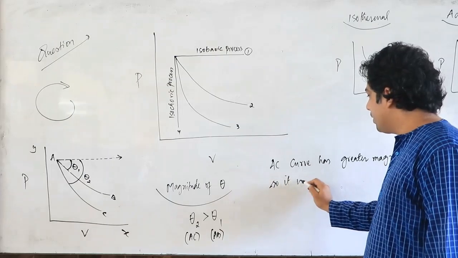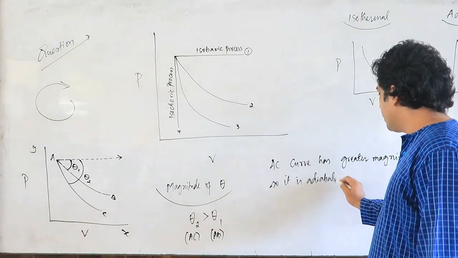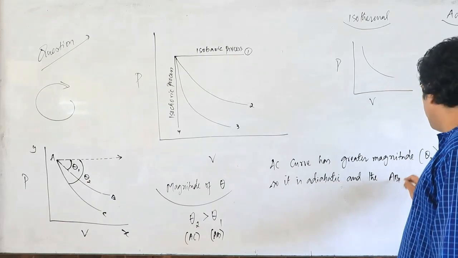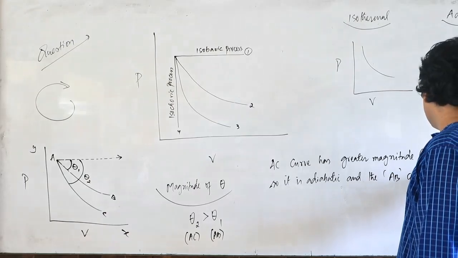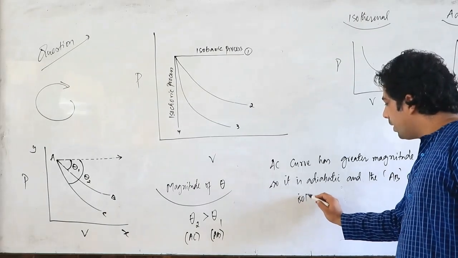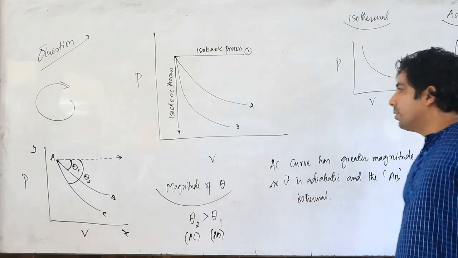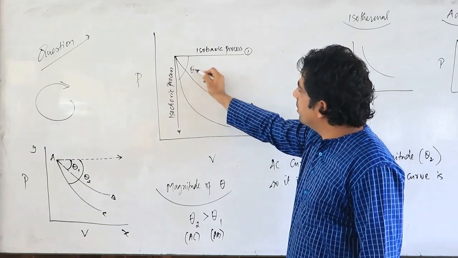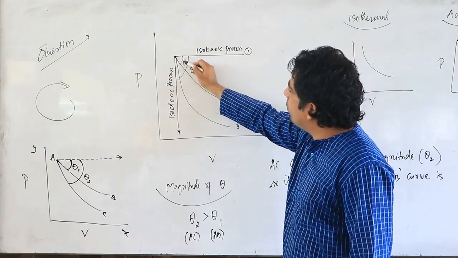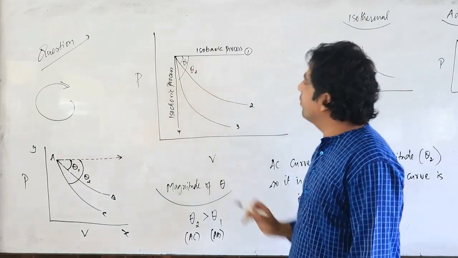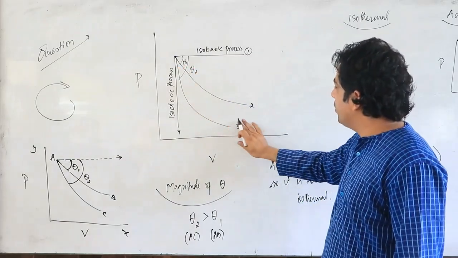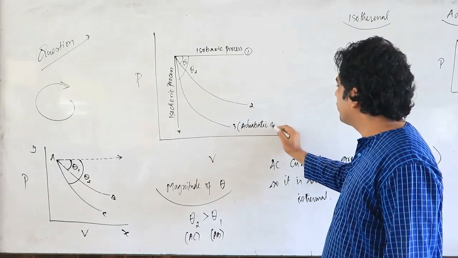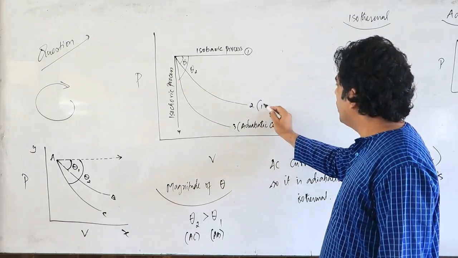So it is adiabatic, and the AB curve is isothermal. So my dear friends, obviously, if you look here also, this is theta 2 and this is theta 1. So obviously this has a greater magnitude, so I will call it the adiabatic curve, and this one is the isothermal curve.